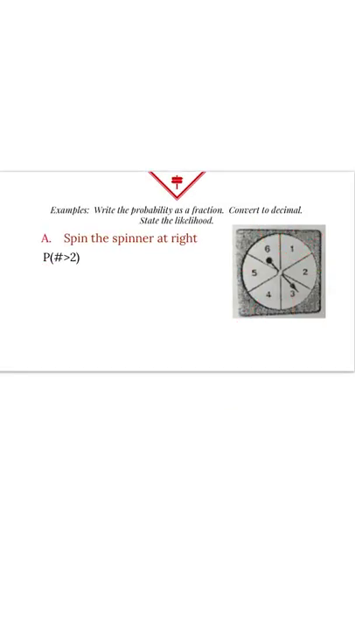Now let's look at the likelihood of spinning a number that is greater than 2. So again, when you draw your fraction, you look at how many possible choices you have. And here again, we have 6, so that goes on the bottom of the fraction. Now we want a number that is greater than 2, and it does not say greater than or equal to, so that means it can't be 1 and it can't be 2. But 3 is greater, 4 is greater, 5 is greater, and 6 is greater. That means we have 4 possible choices, so that goes on the numerator.